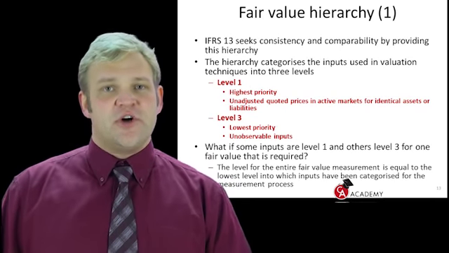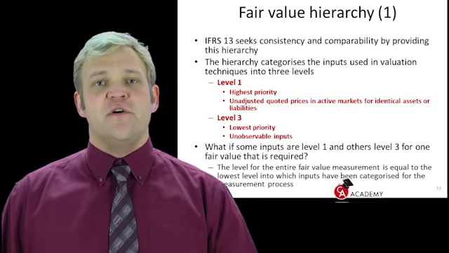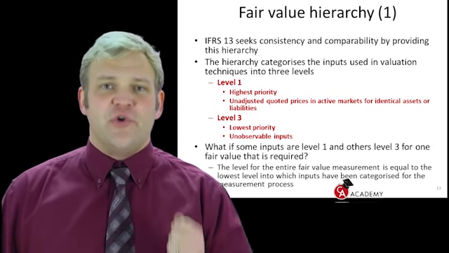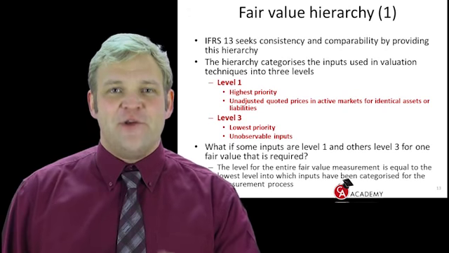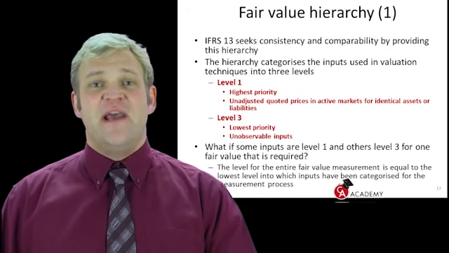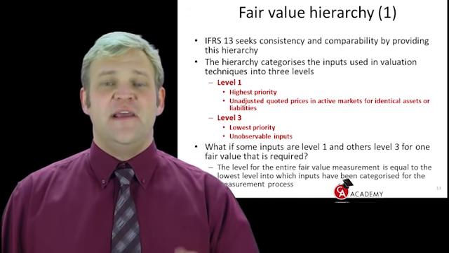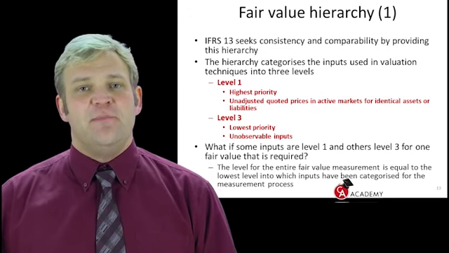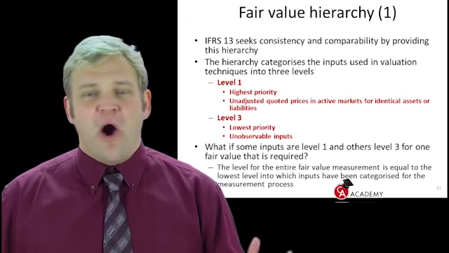Then the contrast to that is level 3. Now those are the poorest inputs. The lowest priority. You do not try and source your fair value information from this category unless you really cannot find it in level 1 or level 2. Look at this, unobservable inputs. So this means there's no market for this.